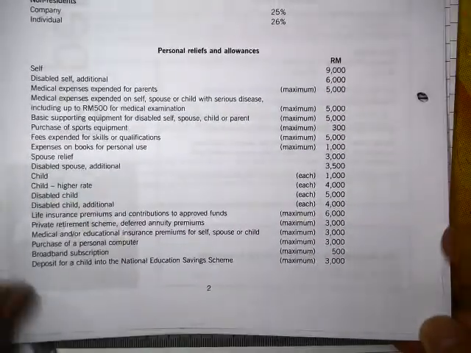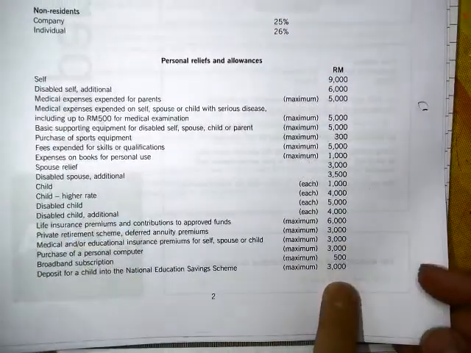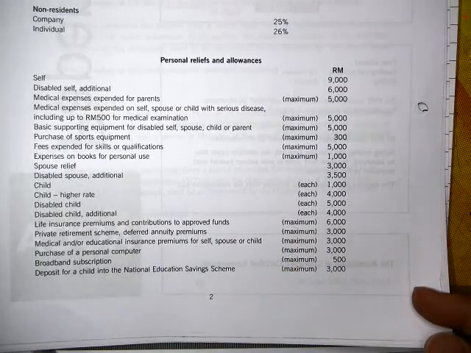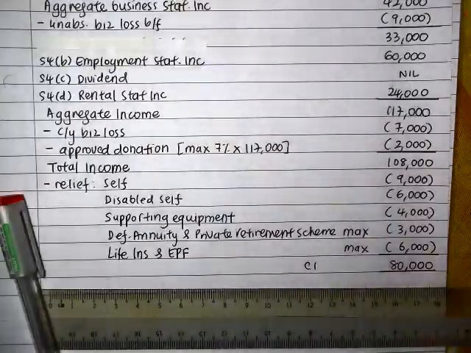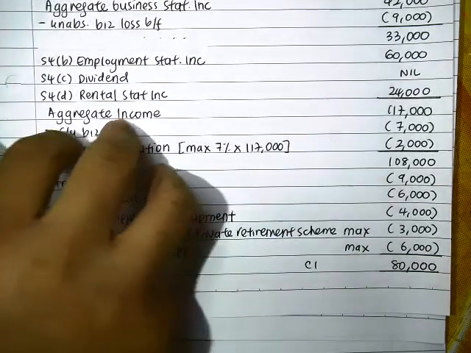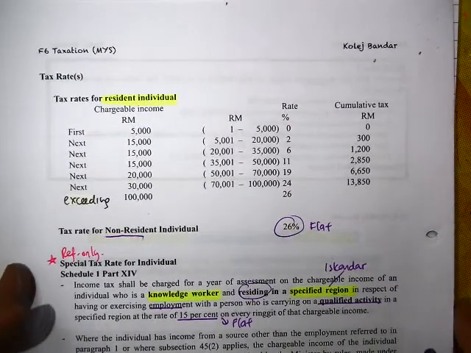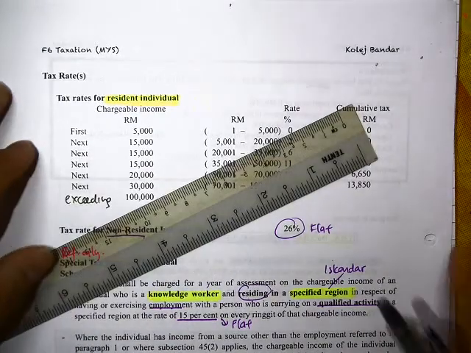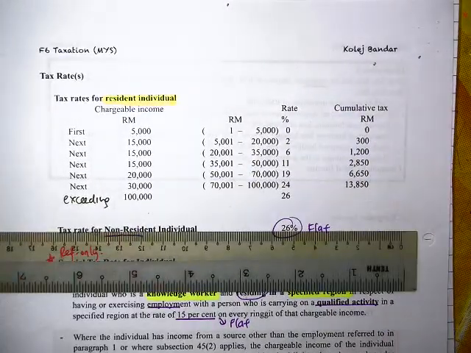Now in the exam question, you will be given a list of relief with the maximum limit. But of course, they will not tell you the rule. So you must go and remember the rule. Okay. Now, how much tax does Kasim need to pay? We need to calculate the tax for 80,000. Tax rate in my note is on page 25. Kasim is a resident individual.